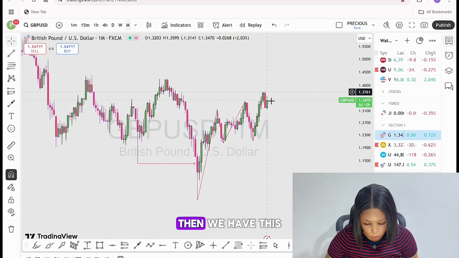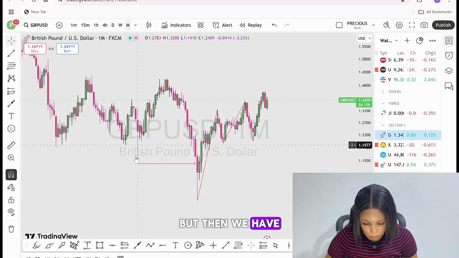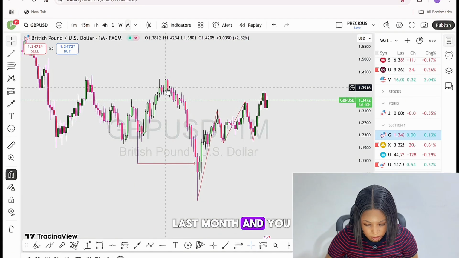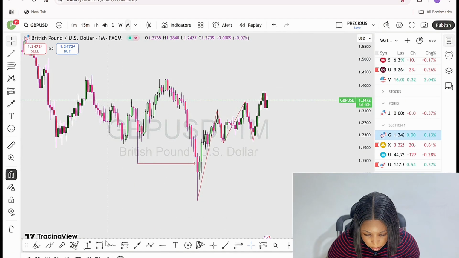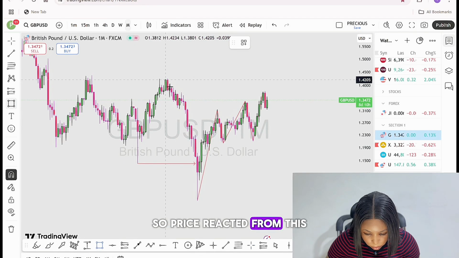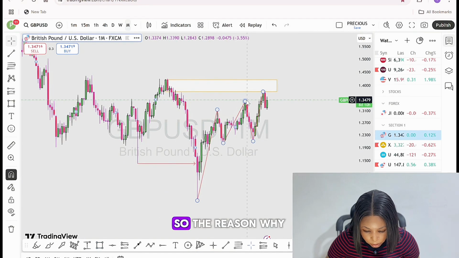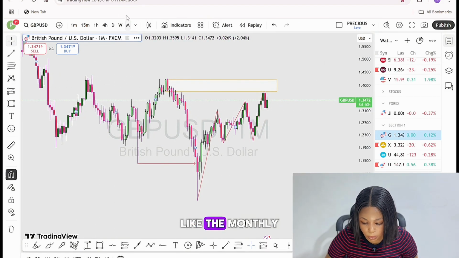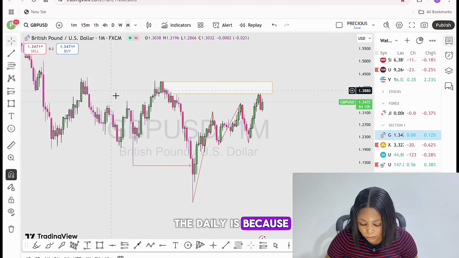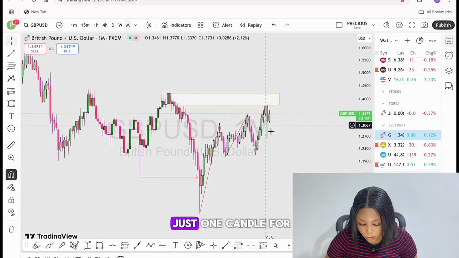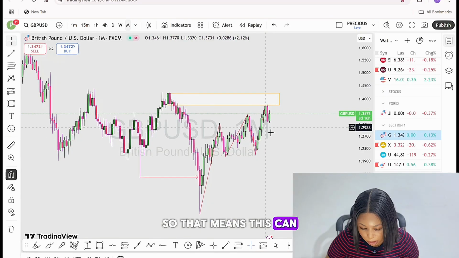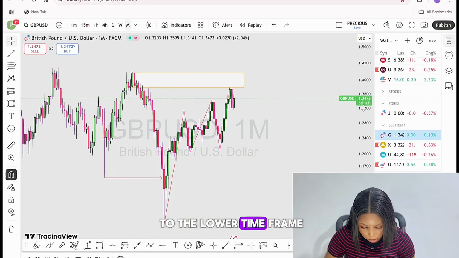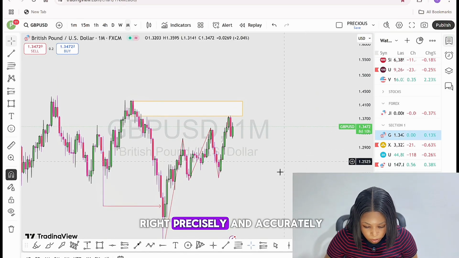This is August now, and then we have this bullish candle here. But then we have this break of structure to the downside here that price reacted from last month, and you can see, so price reacted from this. So the reason why we don't look for entry in this higher time frame like the monthly or the weekly and the daily is because of the pips. This is just one candle for an entire month, so that means this can be like over 100 and something pips. So you don't want to do that. You want to go to the lower time frame and get your entry right precisely and accurately.